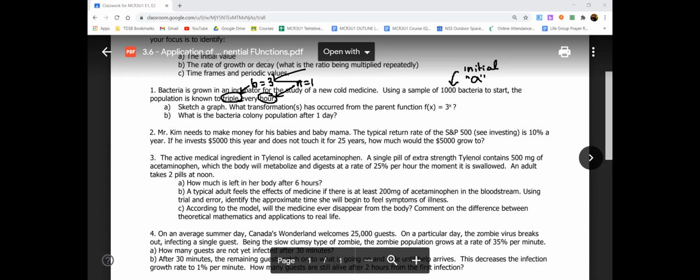Let me turn this back into a whiteboard. So I have A value is 1,000. My B value is a 3. My n is just 1. Let's find the equation. So how about instead of f, I do population of bacteria over time is going to be 1,000 times 3 to the power of x over 1. And because over 1 is redundant, let's not write that. What transformations have occurred from the parent function of 3^x? A brave soul, take a shot.